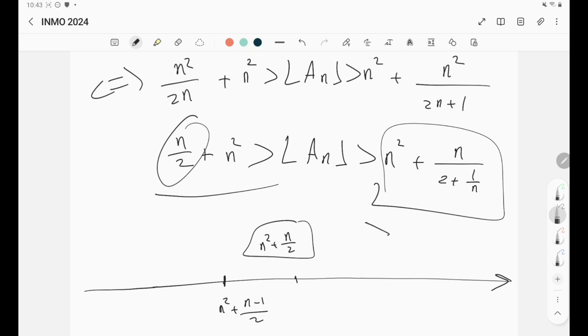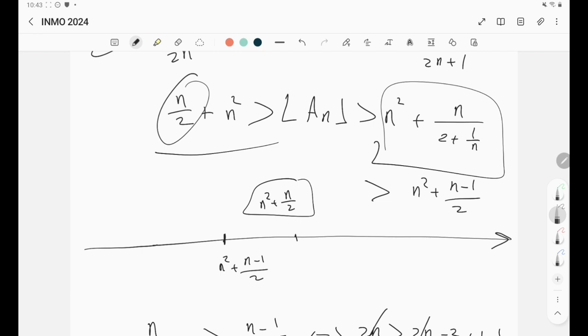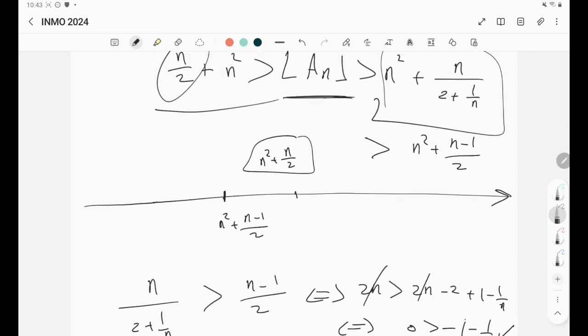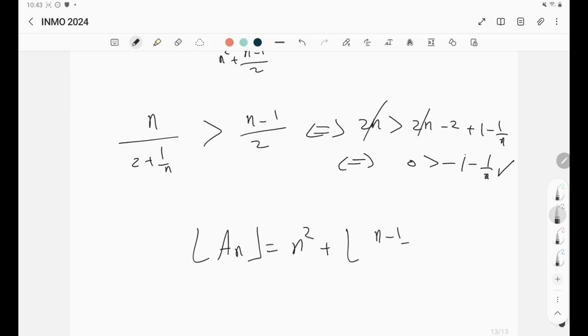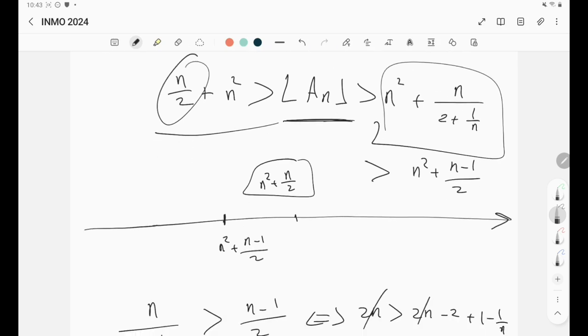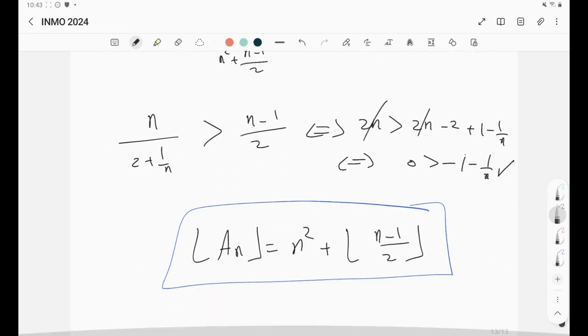So that means this thing here is greater than n squared plus n minus 1 divided by 2. So because the floor of an is strictly less than this and strictly greater than this, that just means the floor of an must be equal to the floor of this. So now we just concluded that the floor of an is going to be n squared plus the floor of n minus 1 divided by 2. This is what we've proven. Very nice. Of course, if n is even or odd, we can actually exactly know what this is. Very cool. Again, if you're not convinced with this, think about it like this.